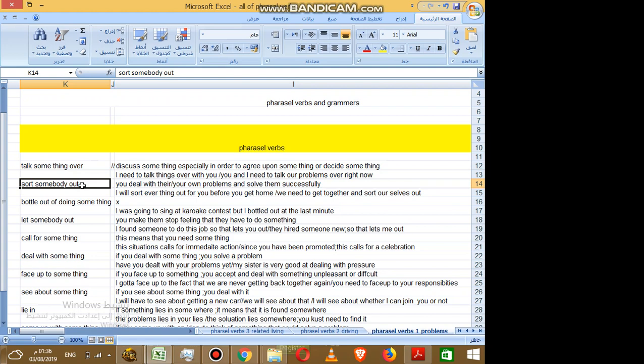Let me talk about the second one, sort somebody out. When you deal with your own problems and solve them successfully, or when you deal with someone who has a lot of problems about something, I can use this phrasal verb. I will sort everything out for you before you get home. The second sentence: we need to get together and sort ourselves out.